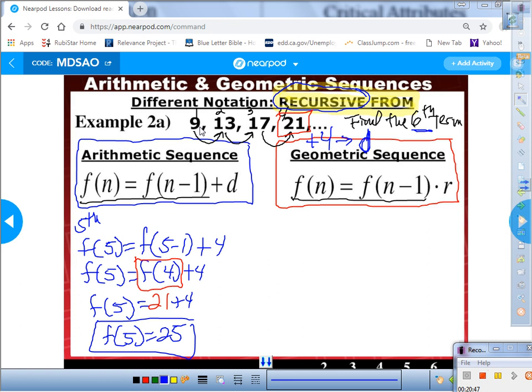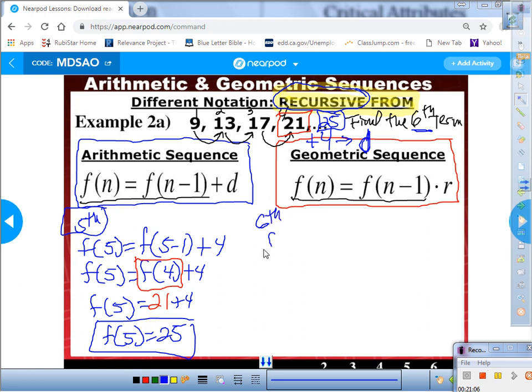Let's see if it's true. Add 4. 21 plus 4 is? That is correct. But now I used algebra to find it. Are we there so far? But am I done? No. Which one are they asking me for? Do I have the fifth one now? Yes. So now I go sixth term.